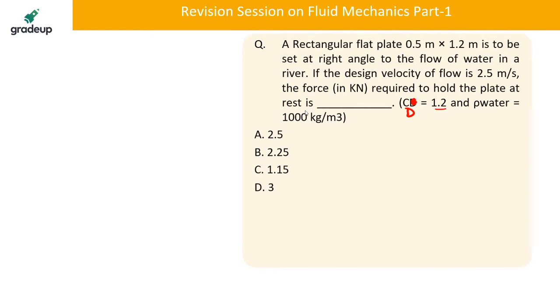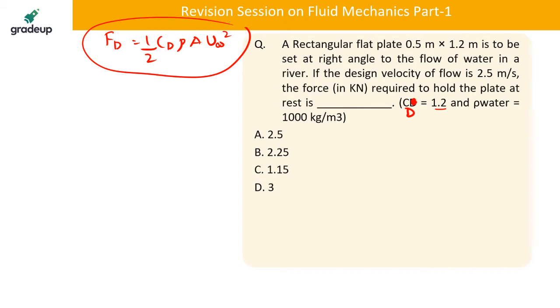Come on, tell me the answer for this question. Simply you have to find the drag force. I told you the formula: drag force is equal to half of C_D ρ A U infinity squared. This is the formula for drag force. Everything is given, the velocity is given. Area you can find by multiplying these two things. And C_D is also given. Just put the value, you will be getting the value of drag force. Tell me the answer, everyone.